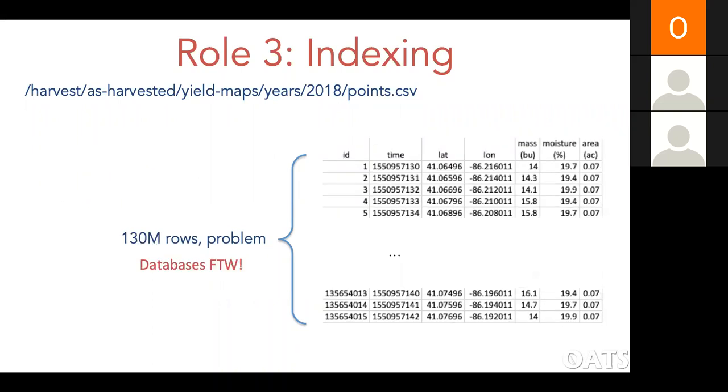If you got like 130 million rows though, like I've got 10 years of yield data, suddenly this is a problem. And that's what databases are for, right? That we would say, hey, I don't want to pull back the 25 gigabytes of data just to be able to draw you this one map tile on the screen. I only need the stuff inside that map tile.